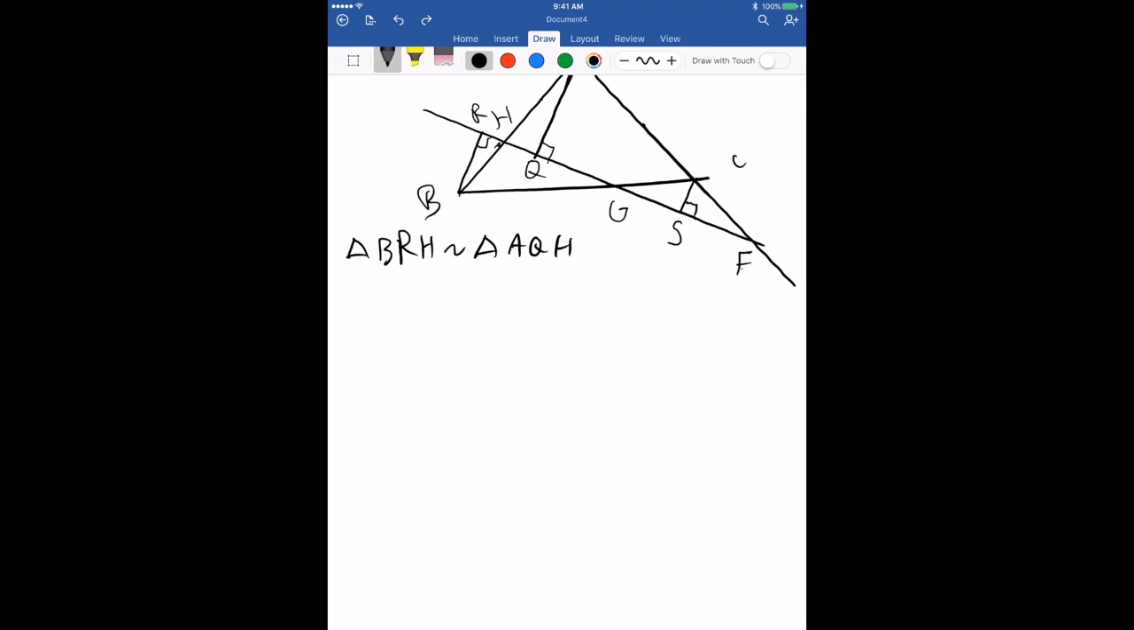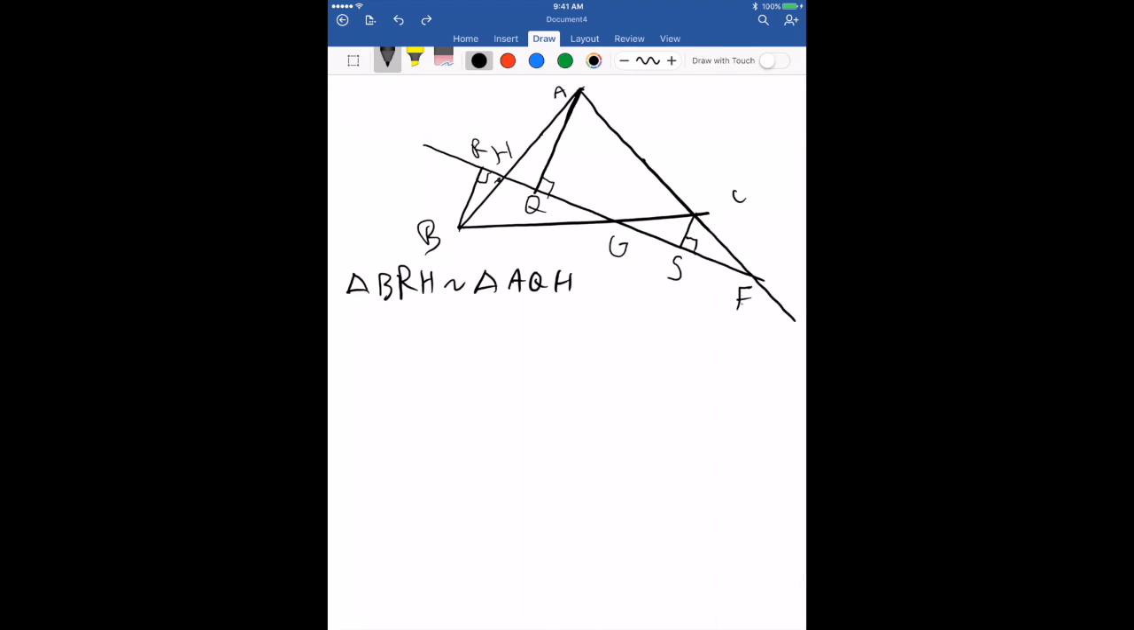The next set of triangles I'm going to look at are triangles CSG, so this triangle right here, and triangle BRG, which is here. If you follow the pin, this triangle is inside of that line. This is separate. Now look at triangle CSG and triangle BRG. Let's see what we can find.